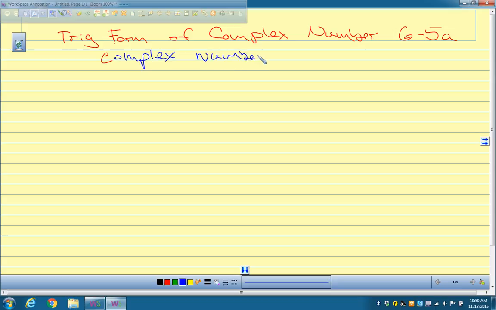A complex number is a number of the form a plus bi. So a complex number would be something like 3 minus 2i.